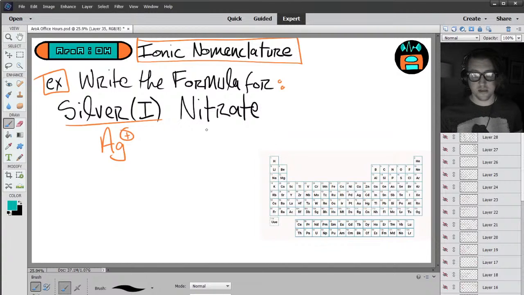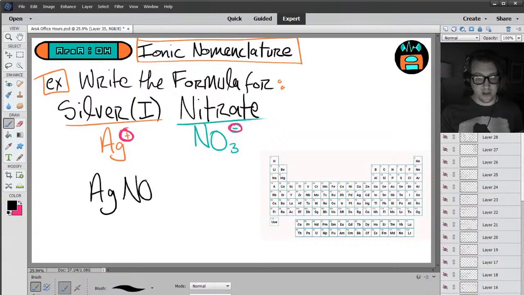Nitrate is a polyatomic ion. You won't find it on the periodic table. You just need to know or have it written down on your exam sheet that it's NO3 with a charge of -1. Because our anion's charge is -1 and our cation's charge is +1, I see that these two go into each other evenly. So this is just AgNO3. All right, and that is the formula.